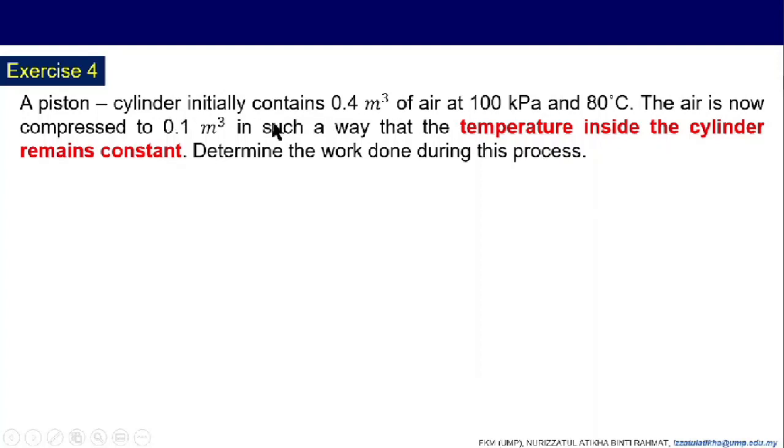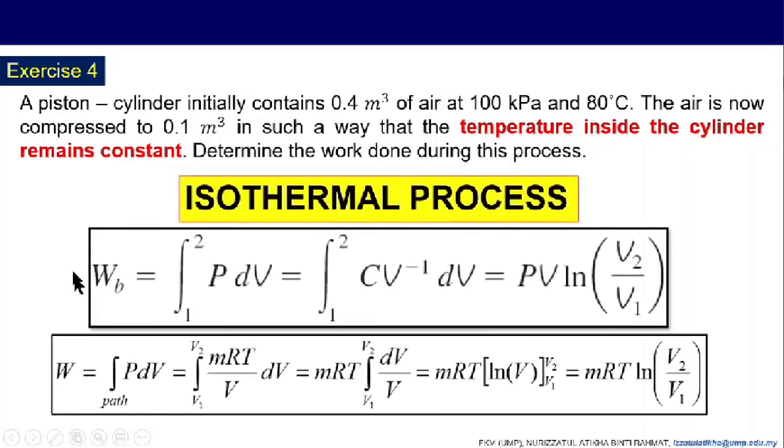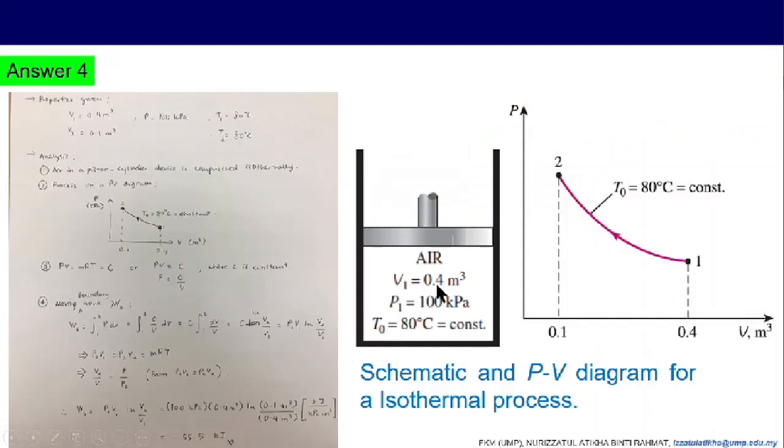A piston cylinder initially contains 0.4 meter cubed of air at 100 kilopascal and 80 degrees. The air is now compressed to 0.13 meter cubed in such a way that the temperature inside the cylinder remains constant. So what process is this? Temperature constant means it is an isothermal process. So you have to use this equation to calculate the work done during this process. You can do it by yourself, and please refer to the answer that I already provided here.